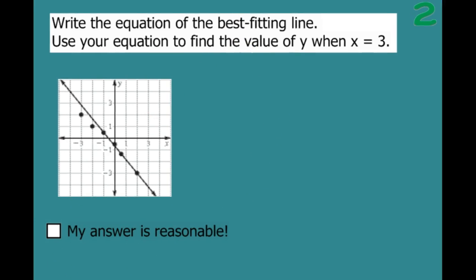Let's take a look at our next question. Same thing, write the equation of the best fitting line. So first we're going to start with our point-slope form.